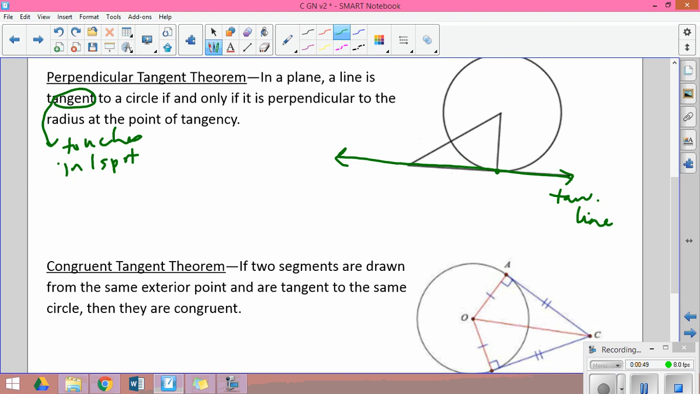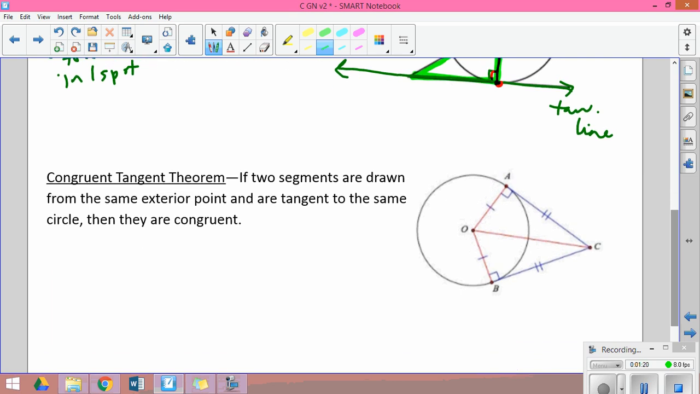So this means this works both ways. If I know it's tangent, I know it's perpendicular. If I know it's perpendicular, I can say it's a tangent. What we really care about is the fact that a radius that touches that tangent point is always going to be perpendicular. And the reason we care so much about that is because it makes that beautiful right triangle, which means the Pythagorean theorem is in play to help us find things about that triangle.